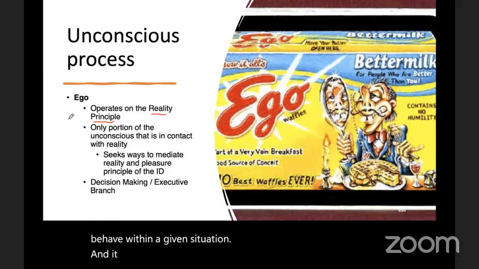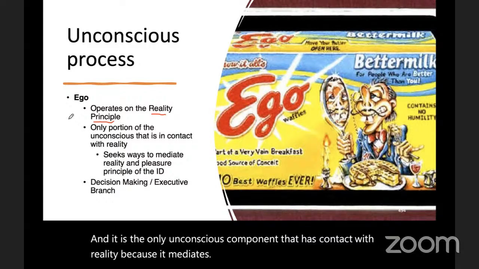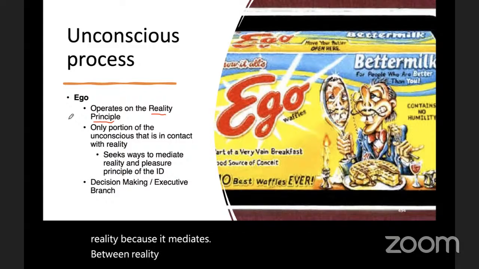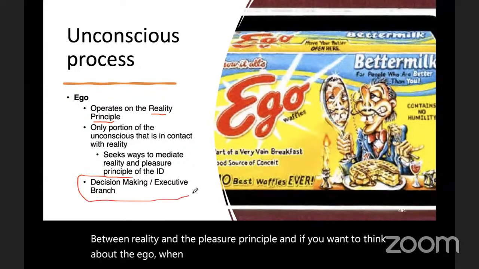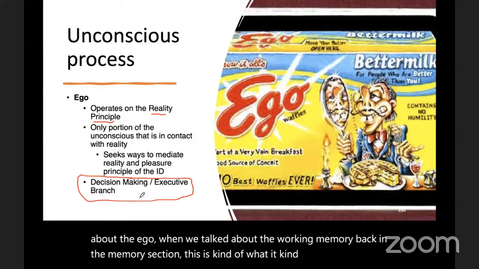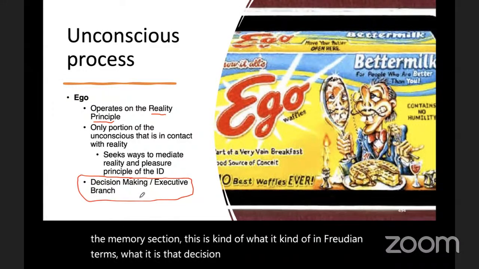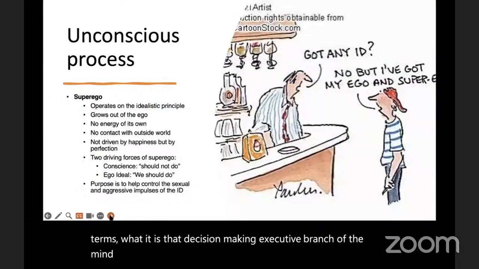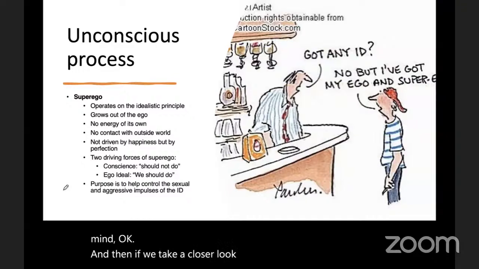And it is the only unconscious component that has contact with reality because it mediates between reality and the pleasure principle. And if you want to think about the ego, when we talked about the working memory back in the memory section, in Freudian terms, this is that decision-making executive branch of the mind. Okay.